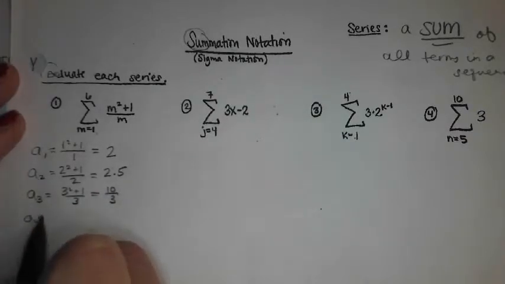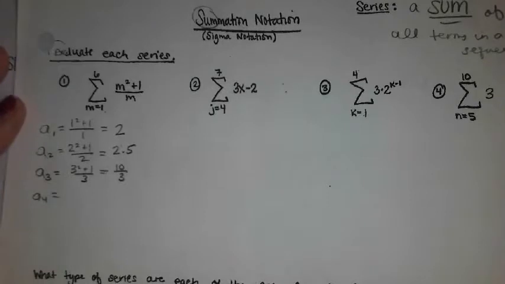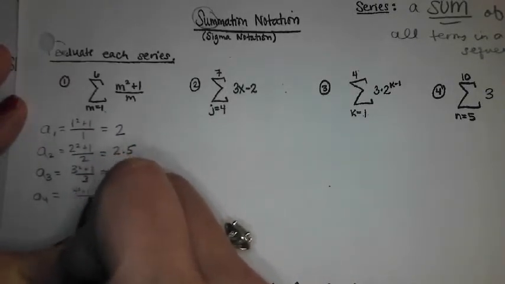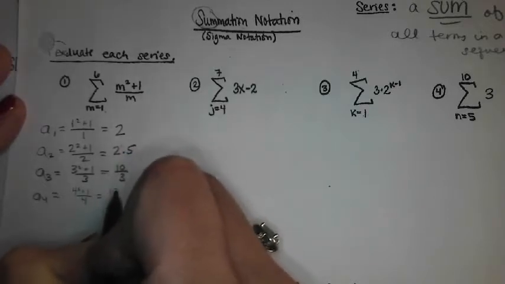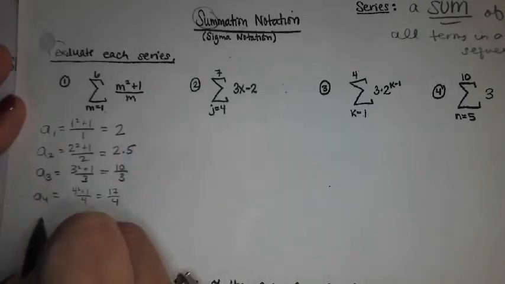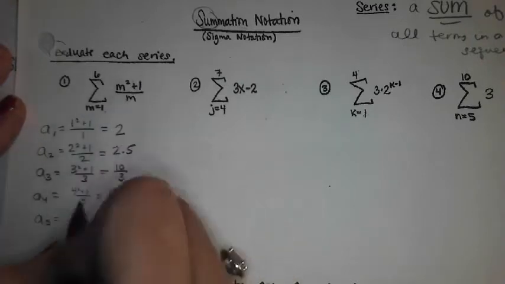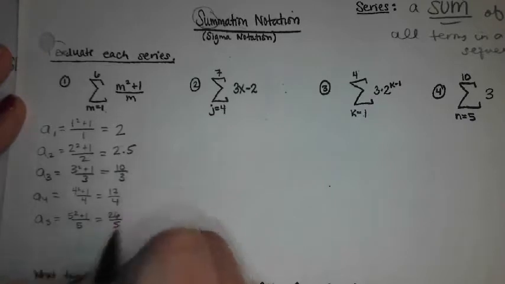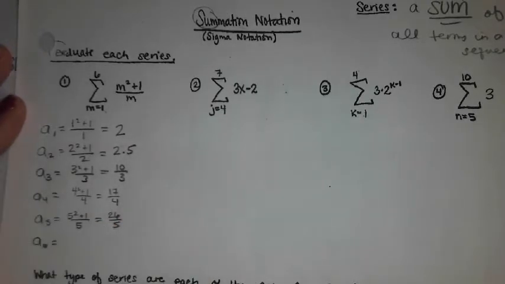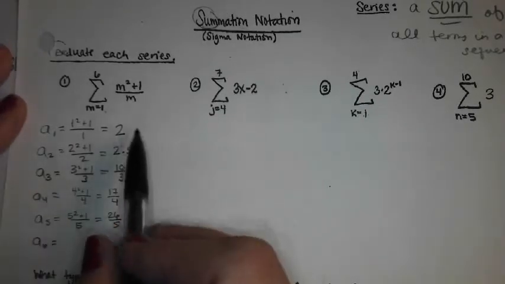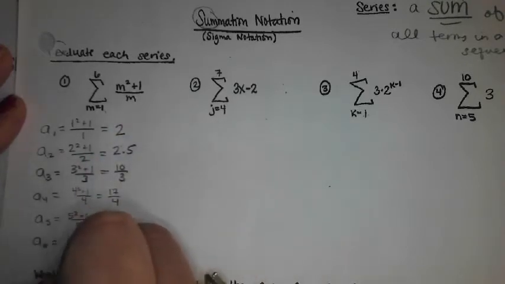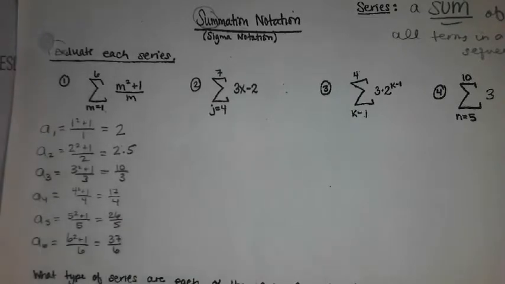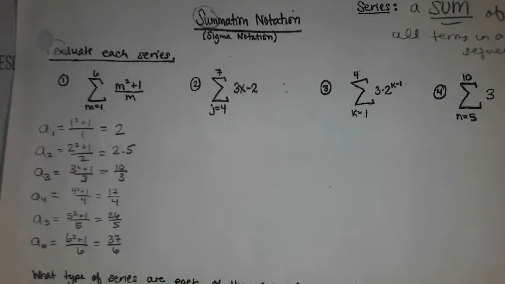Then you're going to plug in the fourth. That's 16 plus 1, 17 fourths. A sub 5, plug in a 5, you get 5 squared plus 1 over 5, which is 26 fifths. Whew. And the sixth term, which is 6 squared plus 1 over 6, 37 sixths. So you've got your terms 1 through 6.